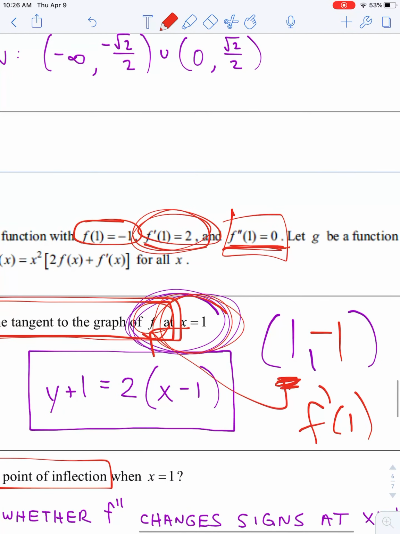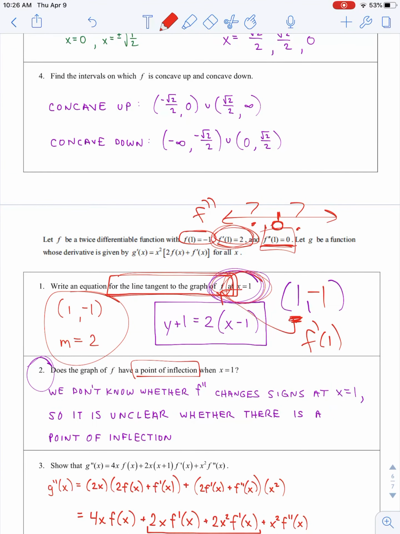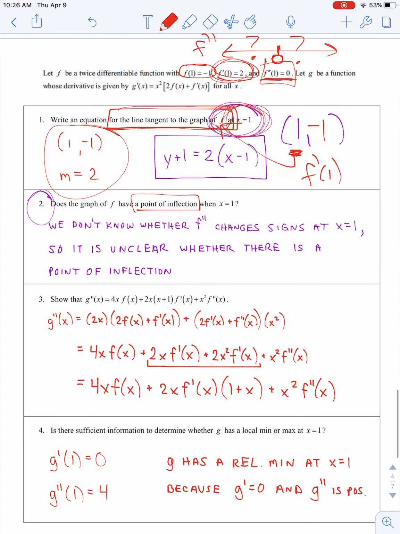Technically, I could do a number line here for the second derivative. My special point here is 0. The problem is I don't have anywhere to check these regions. I don't know what f is. They give me what g prime is, but I don't know what f is. So we don't know for sure that the second derivative changes signs. We only get a point of inflection when the second derivative changes signs, and we don't know that. So that's why on number 2, that's the answer for that one.